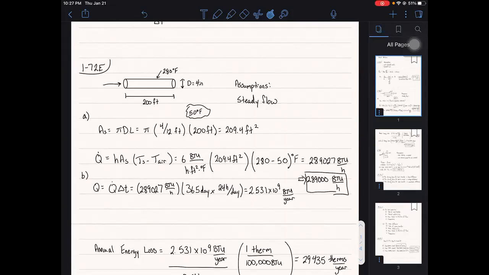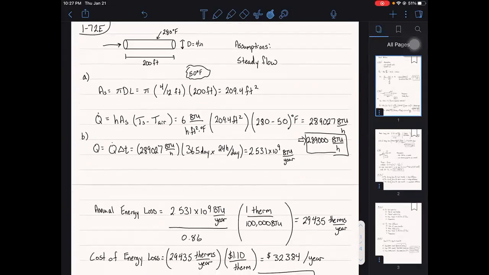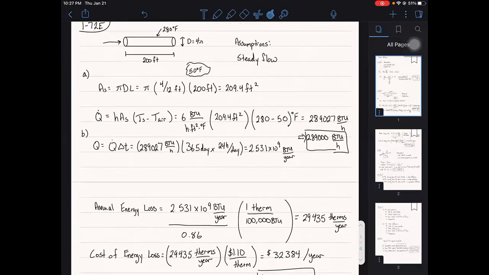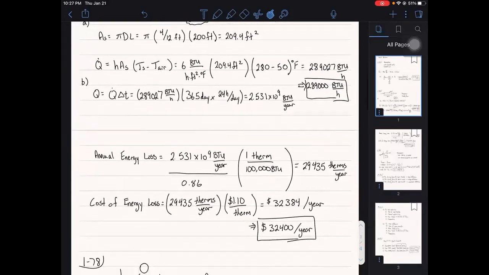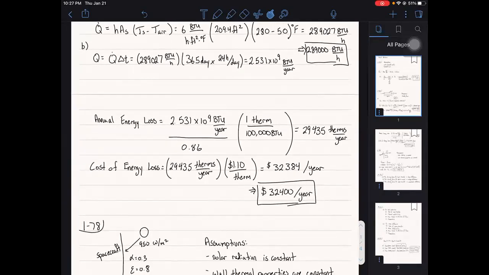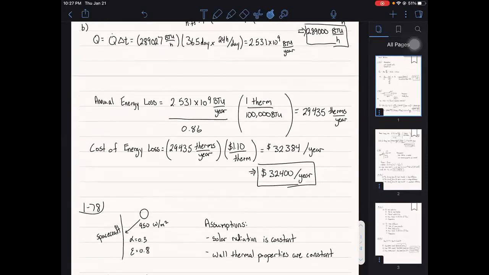(T_s minus T_air). And then you plug stuff in, get an answer, and then you can determine what the annual amount of heat loss is per year by basically just taking the value we got from part A and then doing some conversions and then multiplying times 365 days and then 24 hours in a day. And then there's going to be your annual energy loss, which it asks for. So that's just some dimensional analysis, and then energy cost is also some more dimensional analysis.